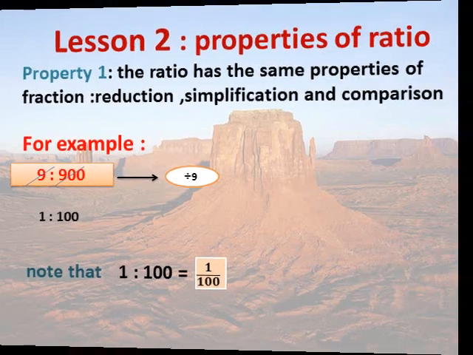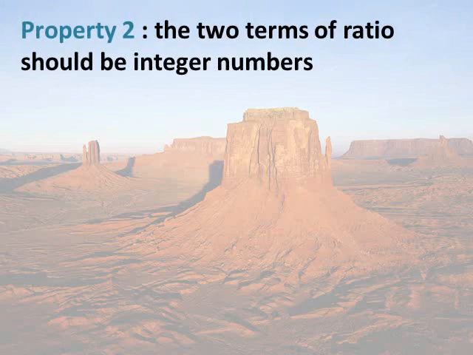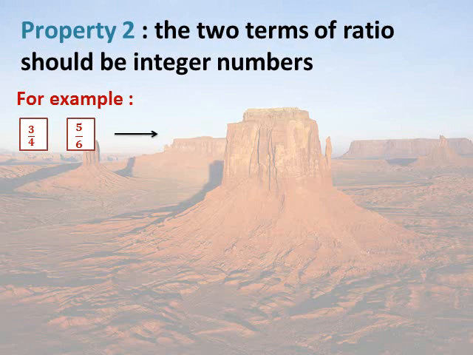The second property talks about the two terms of the ratio, which should be integer numbers. If the two terms of the ratio are fractions or decimal numbers, we must convert them into integer numbers. For example, the first term is 3 over 4 and the second term is 5 over 6. These are not integer numbers, so we must convert the two terms into integer numbers.